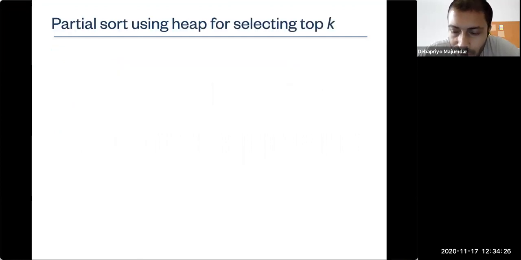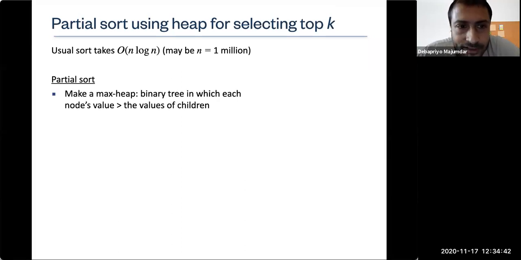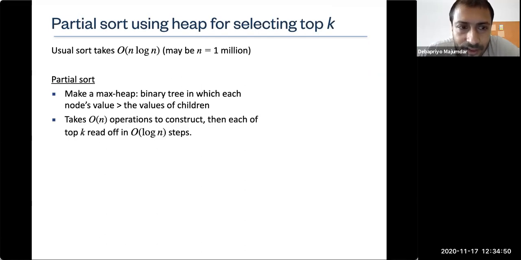So what we'll do is use a partial sort. The usual sort would take order n log n, but n may be very large, 1 million or even more. There are some words for which there are more than a million documents on the web. So what you would do is make a max heap. It's essentially a binary tree in which each node's value is greater than the values of its children, and it takes order n operations to construct, and then you can read each of the top k in order log n steps, right?